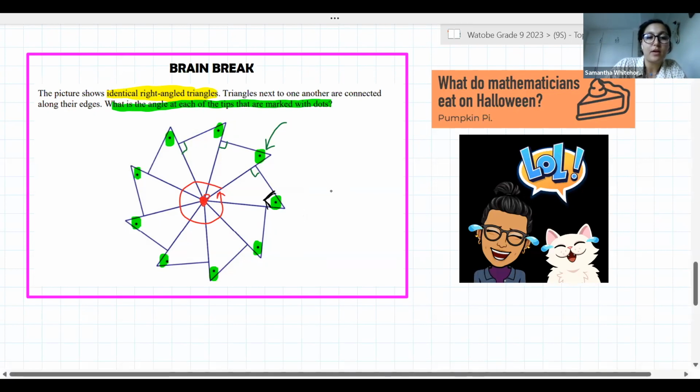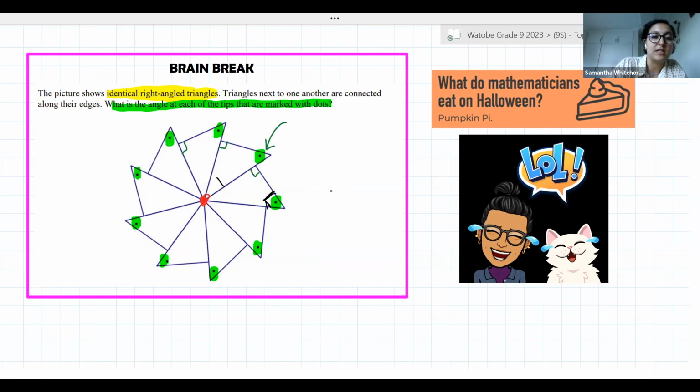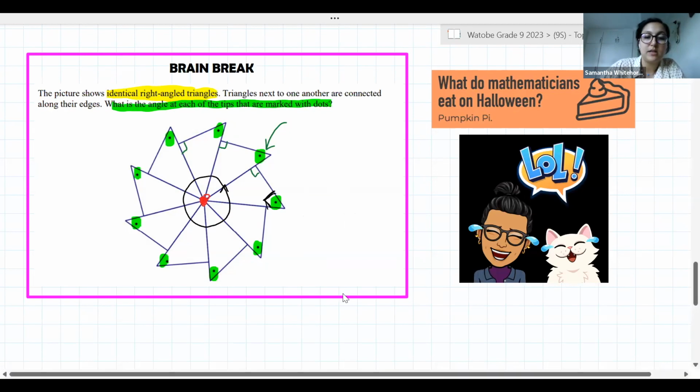So what we need to have a look at here is what Nelisa said in the chat. Look at the fact that you've got all of these angles forming a circle in the middle here. That's going to help us.